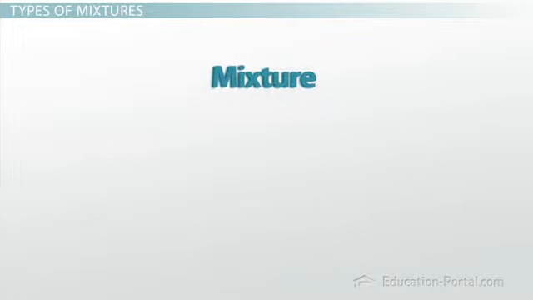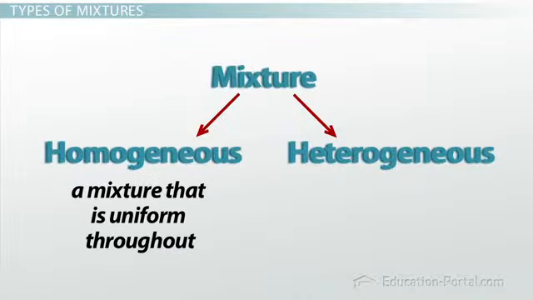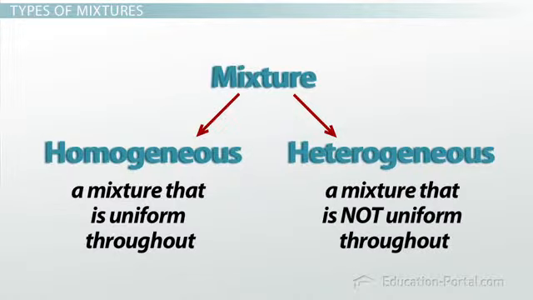Mixtures come in two main types: homogeneous and heterogeneous mixtures. A homogeneous mixture is a mixture that is uniform throughout, meaning that one part of it has the same distribution of ingredients as another part. A heterogeneous mixture is a mixture that is not uniform throughout, meaning that there is an unequal distribution of the ingredients of the mixture.